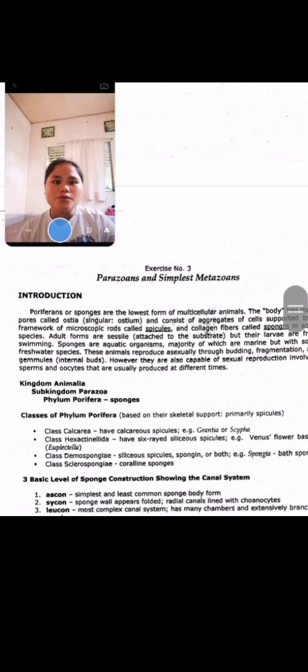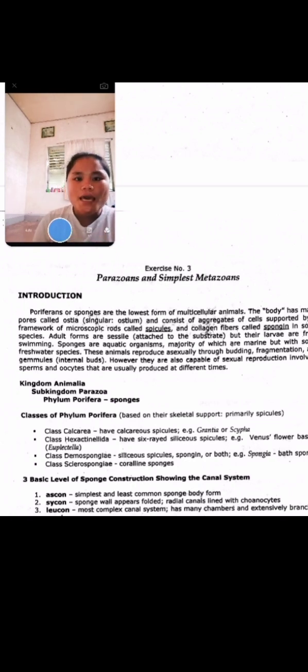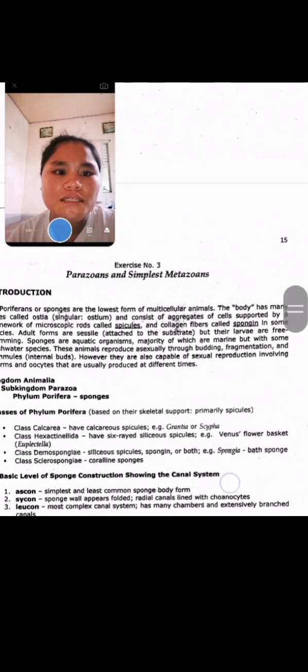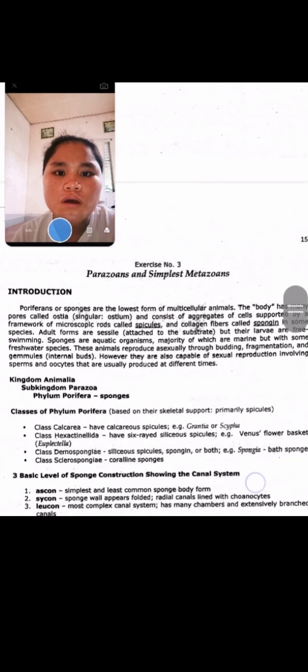So we continue the exercise number 3. So, kingdom Protista, subkingdom protozoans. Now in exercise number 3, parazoans and simple metazoans. Poriferans or sponges are the lowest form of multicellular animals. The body has many pores called ostia.